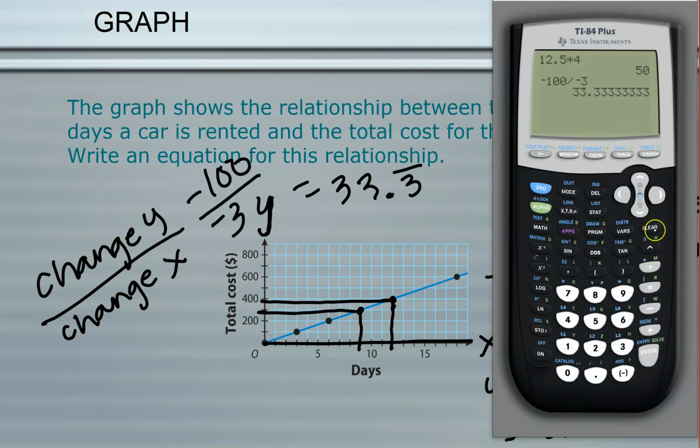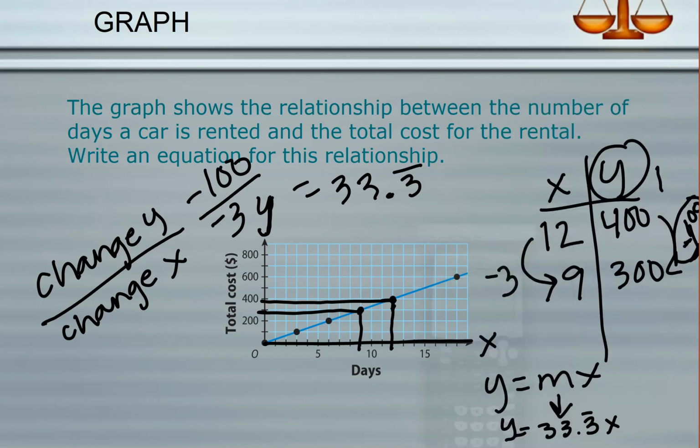Now, the way to convert the 0.3 repeating is that you type in 0.3, and it's a lot of 3's. Then math, enter, enter. And it gave me 1/3. So what that means is that this 0.3 repeating is 1/3. So we can write it as 33 and 1/3 x.